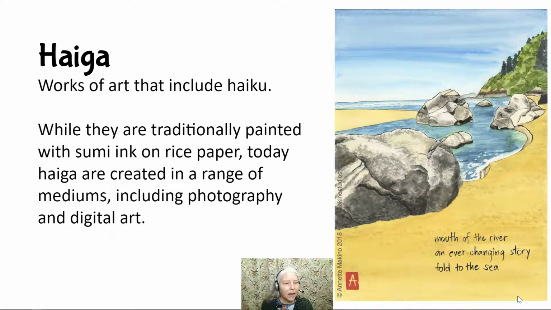A haiga is a work of art that includes a haiku. So technically, we will be making haigas. While they are traditionally painted with sumi ink on rice paper, today haiga are created in a range of mediums including photography and digital art.